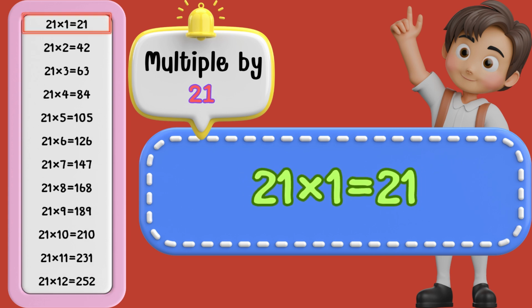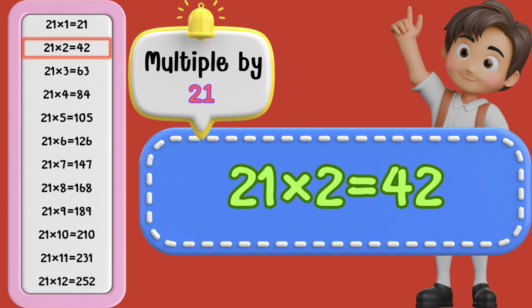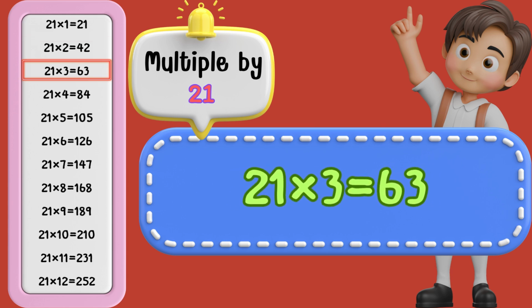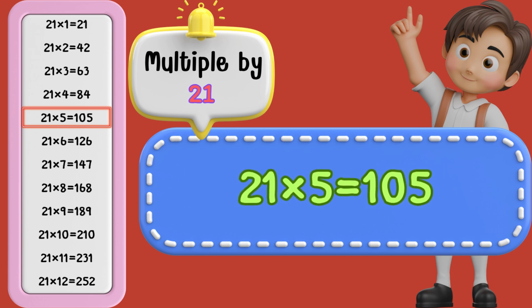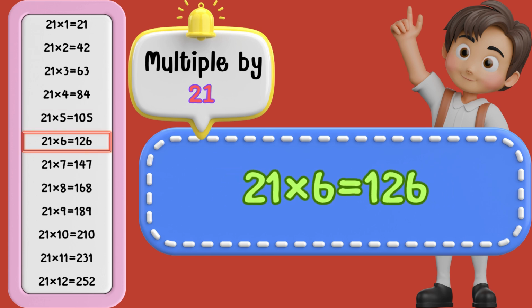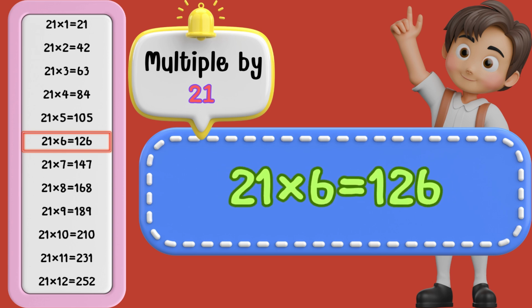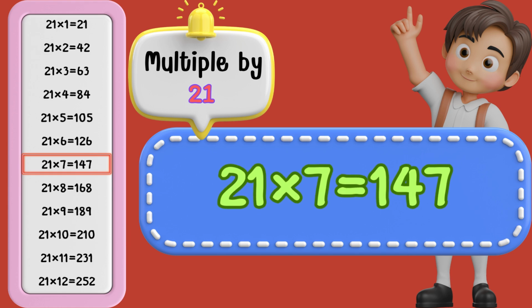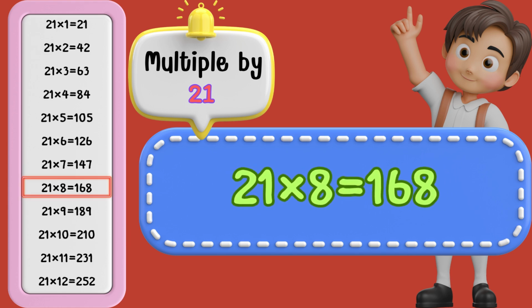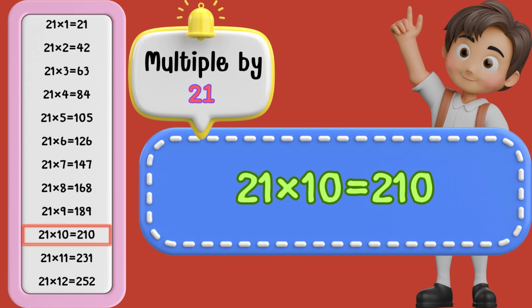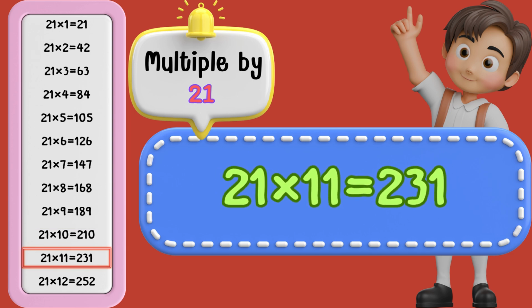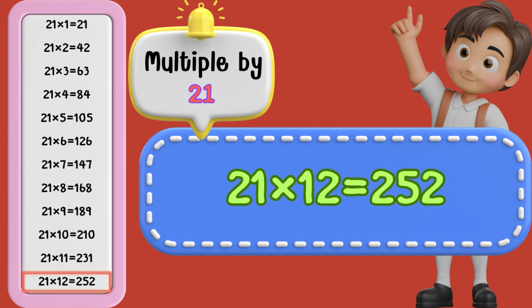21 times 1 is 21. 21 times 2 is 42. 21 times 3 is 63. 21 times 4 is 84. 21 times 5 is 105. 21 times 6 is 126. 21 times 7 is 147. 21 times 8 is 168. 21 times 9 is 189. 21 times 10 is 210. 21 times 11 is 231. 21 times 12 is 252.